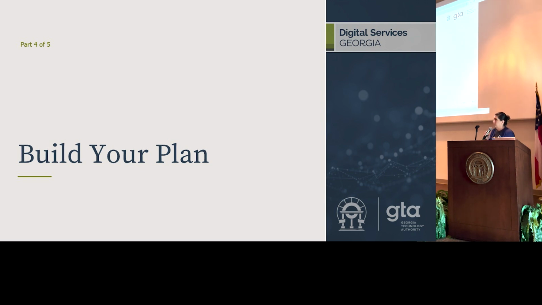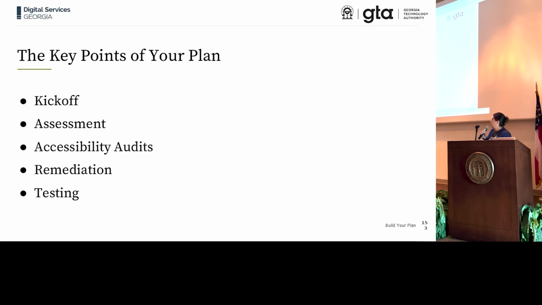So let's talk about how you're going to build a plan to meet your accessibility compliance in the next 11 months. Your compliance plans are going to be unique to your agency and the content that you do have, but these are just some key phases that I believe all of us are going to go through. The first one is a kickoff where you would be identifying the people that are going to have responsibility and what roles they're going to have, and then communicating this out across your agency.